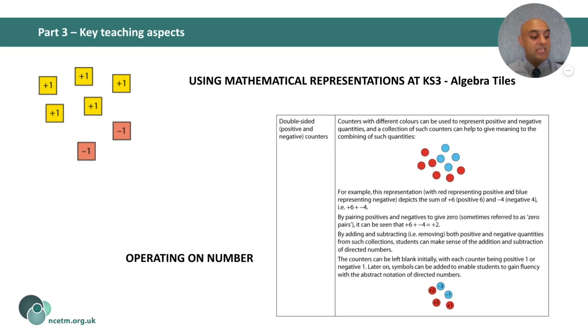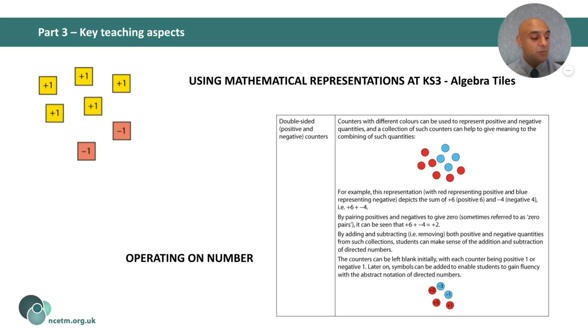Now, representations are key in this topic for me. You can use algebra tiles as used in the NCETM Using Mathematical Representations at Key Stage 3 algebra tiles document, or you could use double-sided counters as shown in the NCETM Operating on Number document. The counters in my school are red and yellow, not red and blue as shown in the guidance, but that's really not something you need to worry about.